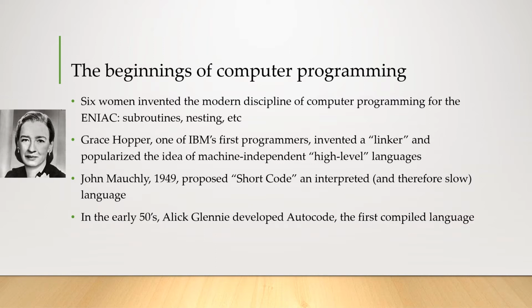In 1949, an interpreted language was finally written called Shortcode. In the 1950s, Autocode was developed as the first compiled language. A word on that: when you write a computer program, it can either be interpreted, meaning the computer reads through the code one line at a time and tries to execute just that line at that time. And that's kind of slow.